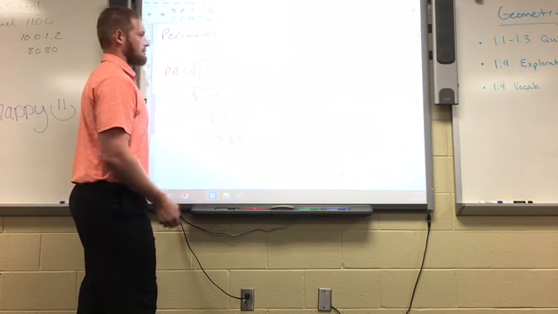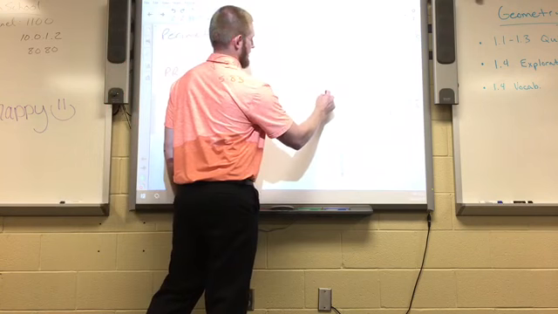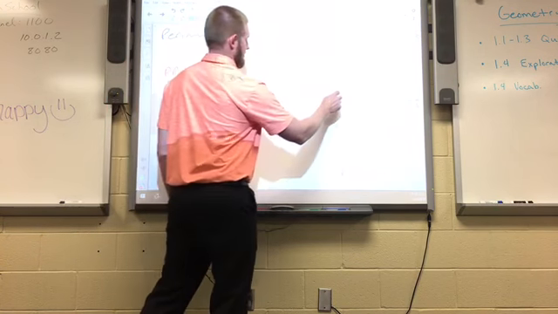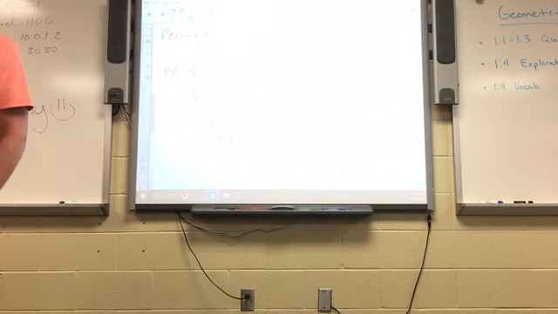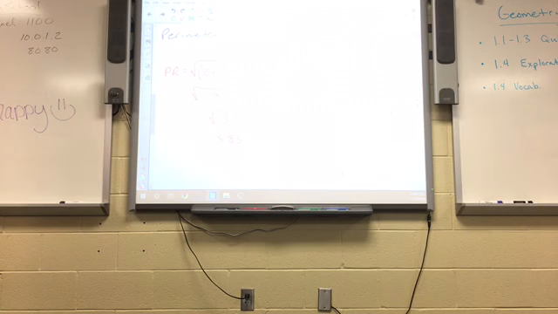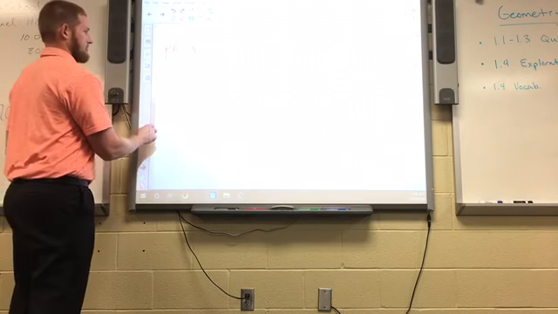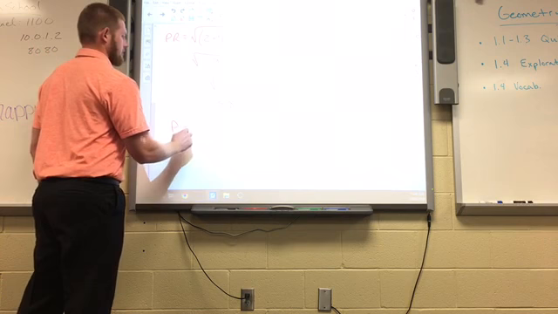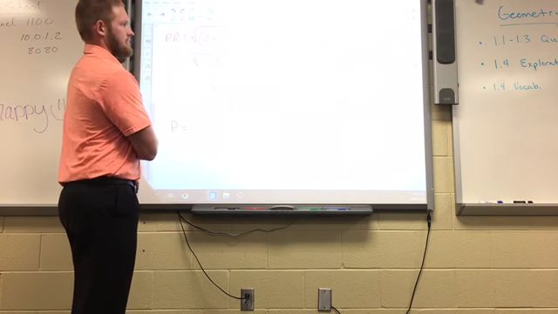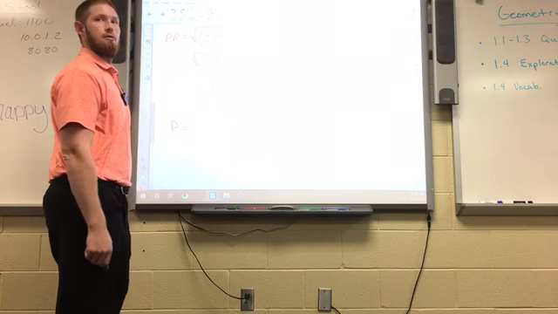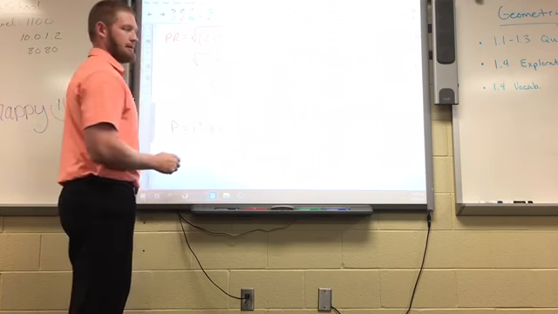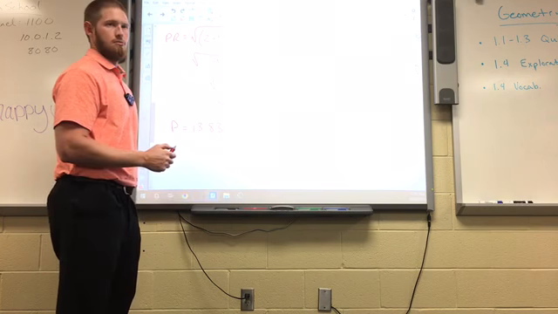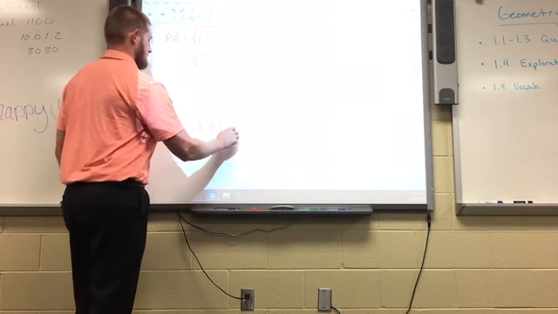Okay, so what did we just find? We found how long PR is. Good. So 5.83. Okay, and we're trying to find in the end, our goal is to find the perimeter. So the perimeter of this triangle is 13.83. Good. Do I need a label? Units. Good.